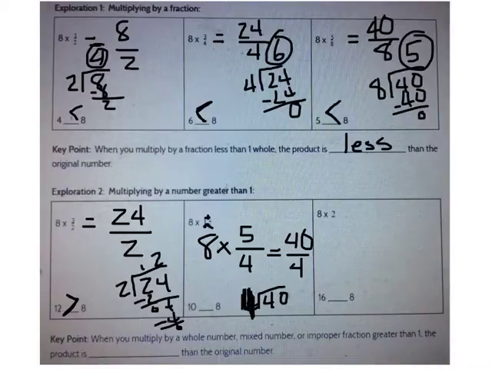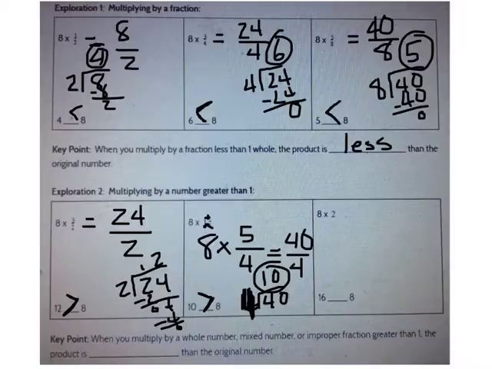I just gave you the answer. 40 divided by 4 is 10. Is 10 less than, greater than, or equal to 8? 10 is greater than 8. So, when I multiply 8 times 1 1/4, I get a greater answer.